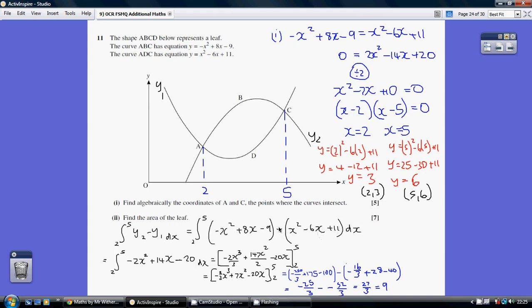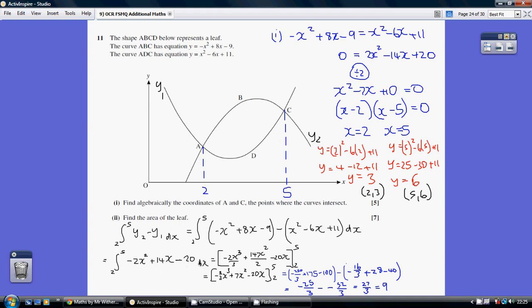Gather this all up, so be careful, this is minus x squared plus 6x minus 11. That gives us this. So make sure that you're happy that you are just basically going to integrate this, which is an amalgam of the two curves when you've taken y2, take away y1.